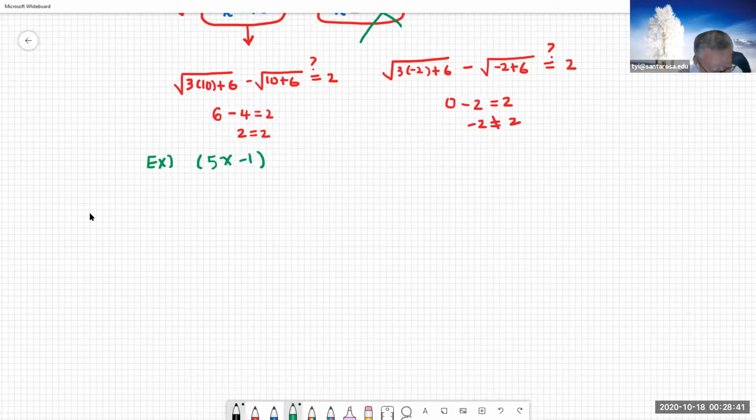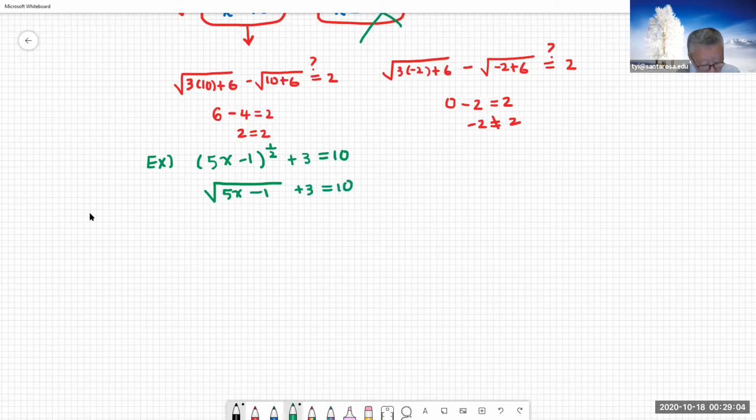So instead of square root, we're going to use the rational exponent. Plus 3 equals 10. If you don't like the rational exponent in this case, you can just rewrite it as a radical like this: the square root of 5x minus 1 plus 3 equals 10.